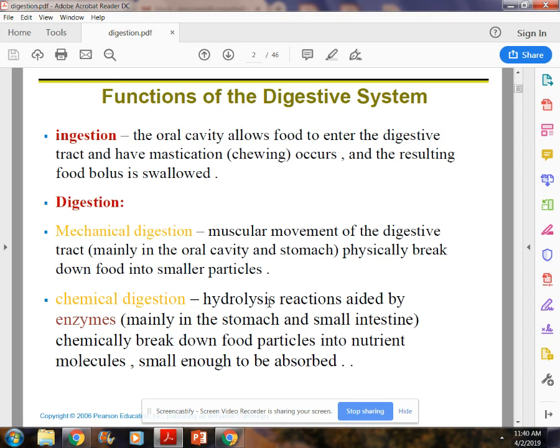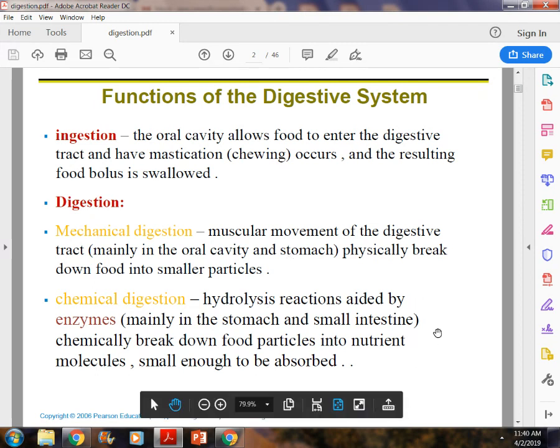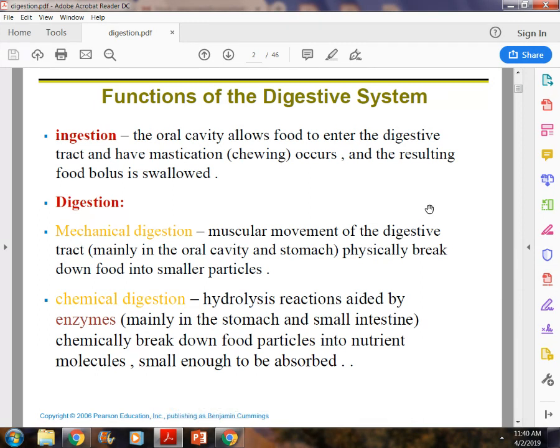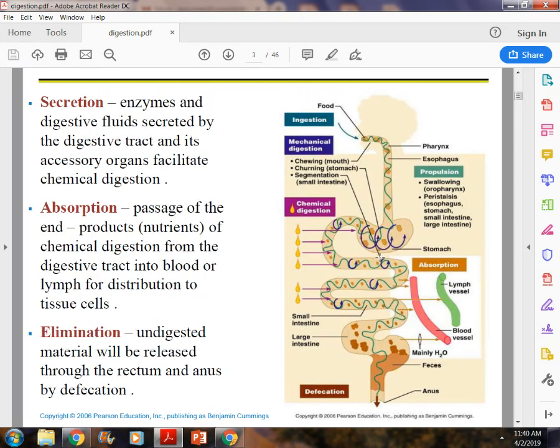That's where the food is broken down into smaller pieces so the enzymes can then, through hydrolysis reactions in chemical digestion, break those particles down into nutrients small enough to be used by the cells and the tissues. So you have mechanical, and then you have chemical digestion. Mechanical digestion is just taking pieces of food and making them smaller. Chemical digestion is breaking down those smaller pieces of food and turning them into molecules of nutrition that can be absorbed and used in the tissues and cells.